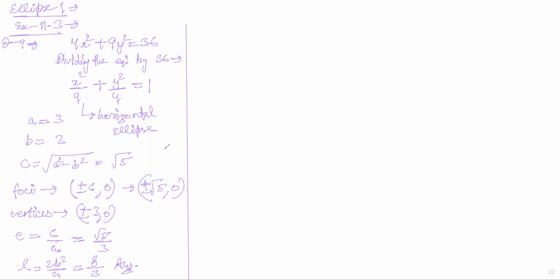So this was the basic practice in which we have to identify which kind of ellipse is given, right? And how to find out the values of A and B. And using A and B, we can find out everything else.